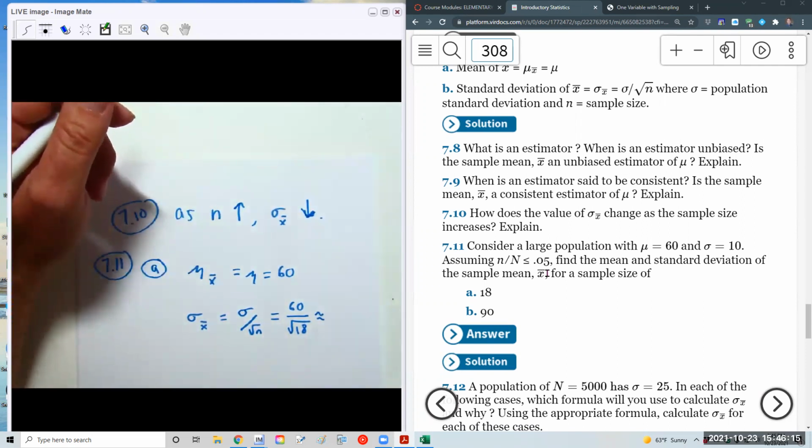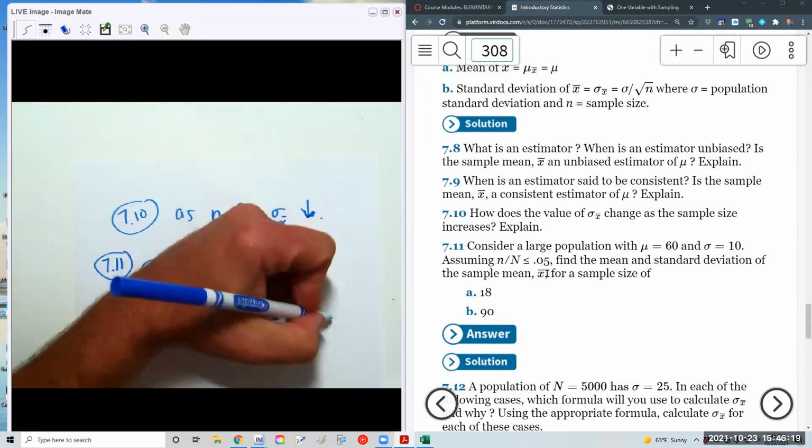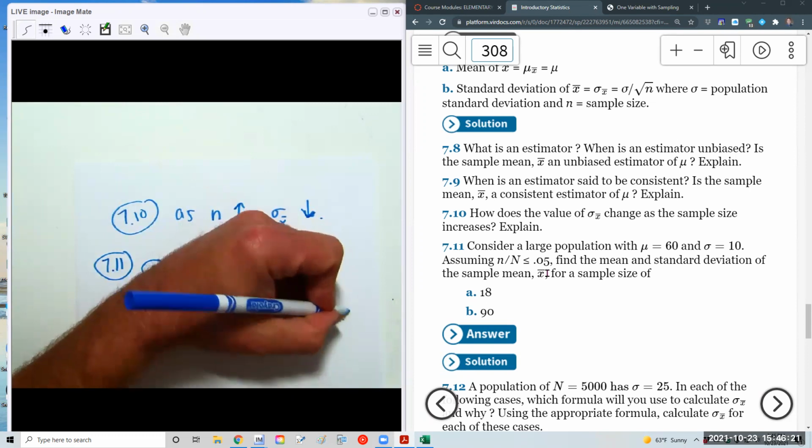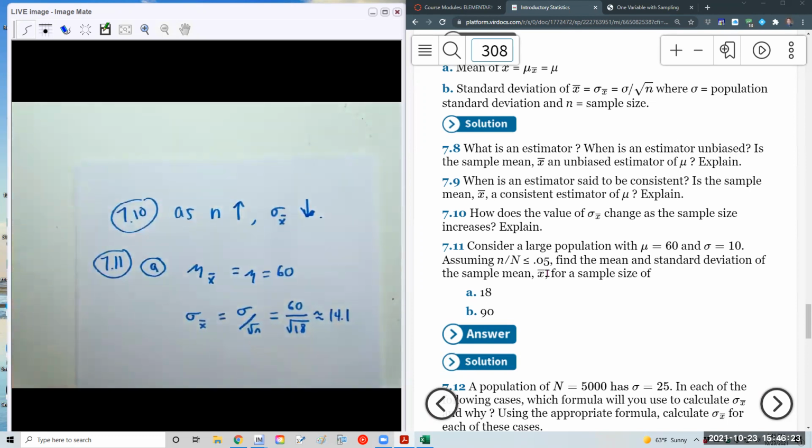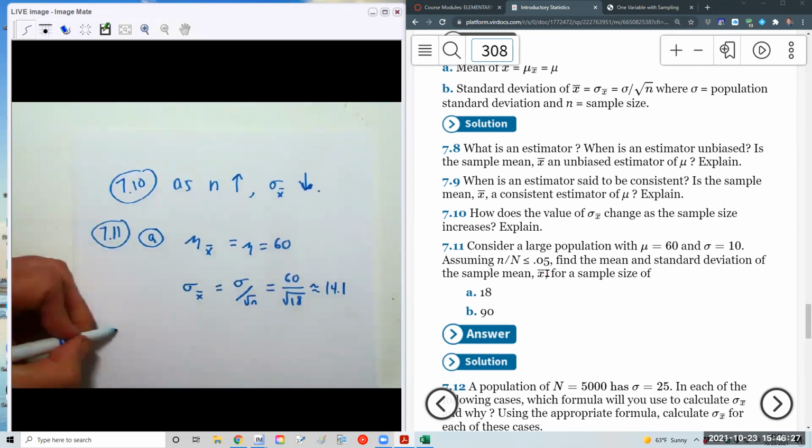60 divided by the square root of 18. And we're getting about 14.1. And they want us to play the same game in part B here. Okay, now we've got a different sampling distribution because we've got a different sample size. This time n is 90.